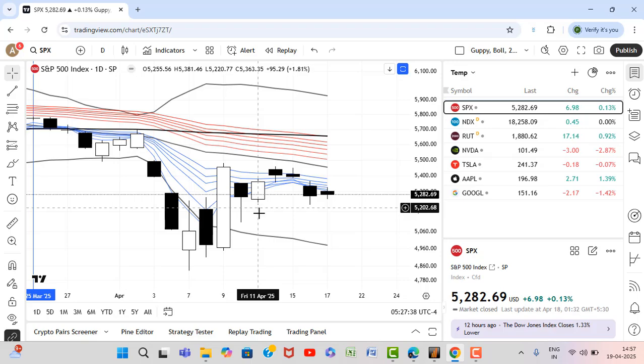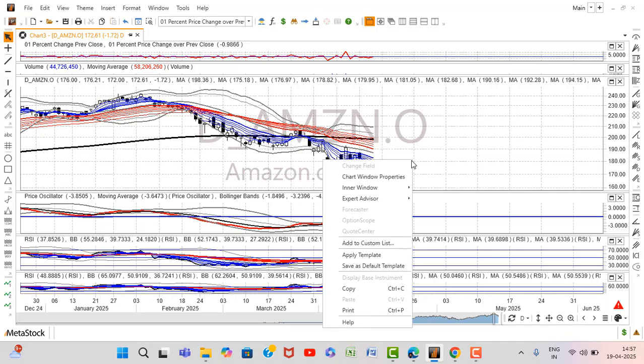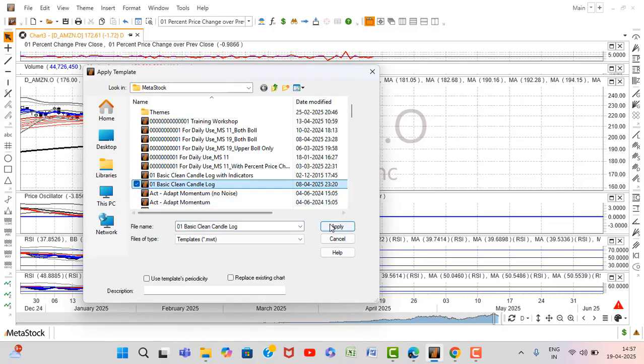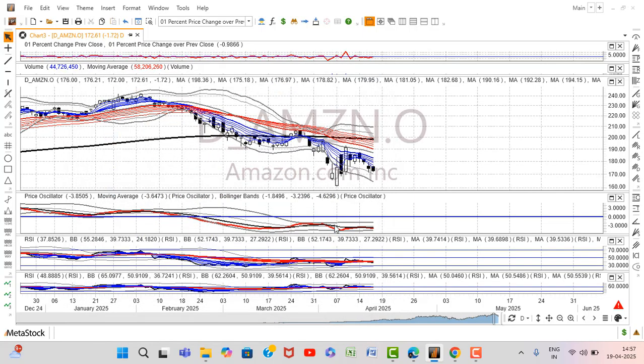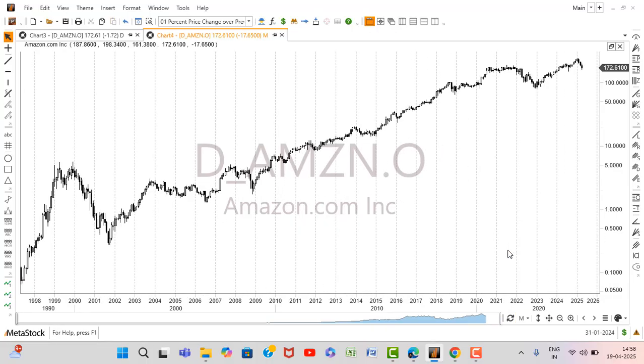The next stuff that we have to discuss, we go to Amazon. I'll apply a template, I call it basic clean candle log. It's a basic template and it's clean, it has candles and it's on a log scale. So Amazon's graph goes back to about June 1997. Let's make it a monthly graph so that we have to see fewer ticks. This is a monthly graph, and this is a log scale.